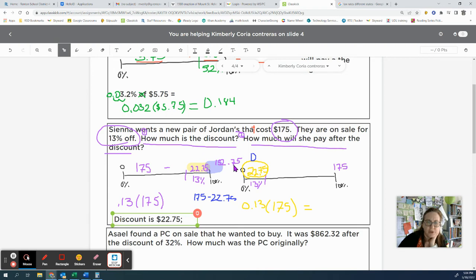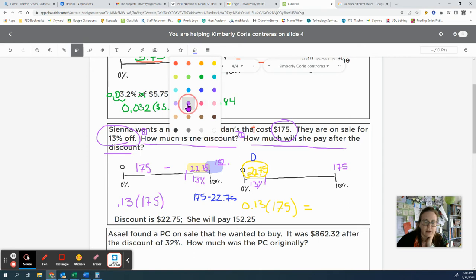Sorry, 152. This should be 25. I really must be tired. She will pay 152.25. And I got 25 here, but I wrote 75 because my brain is definitely tired. I'm done for the day.